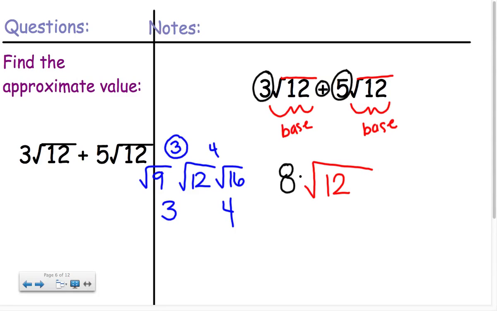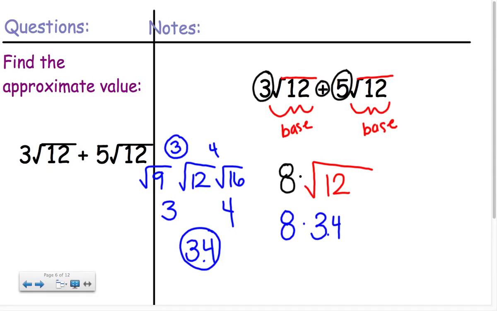Now since 3 and 4 are just one away from each other, it's going to be close to the middle, so close to 3.5. But it's going to be a little closer to 3 than it is to 4, so 1 closer to 3 than 4 from 3.5 would be 3.4. So now I have to take 8 and multiply it by 3.4.